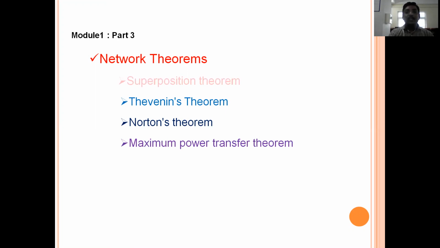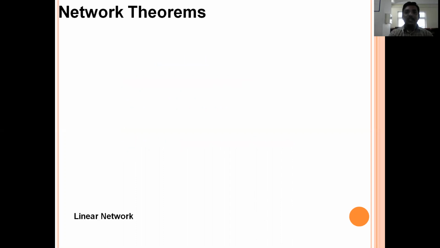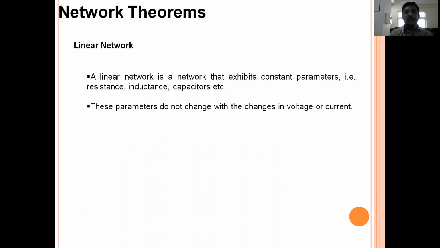All these theorems are valid only in the case of a linear network. So let's start with what is a linear network. A linear network is nothing but a network in which the parameters in the network do not change with the change in voltage or current. The parameters means the network elements which we are using in that network.